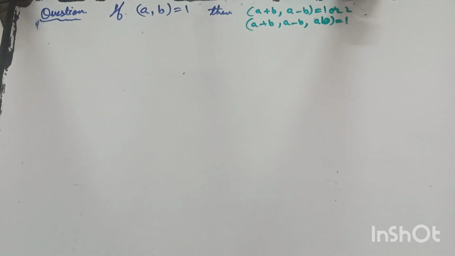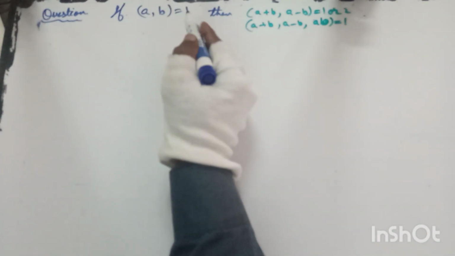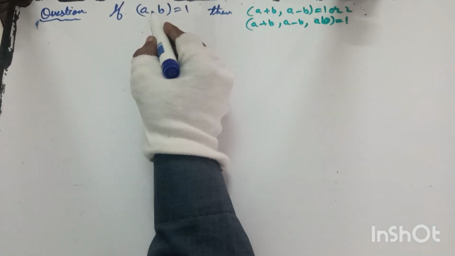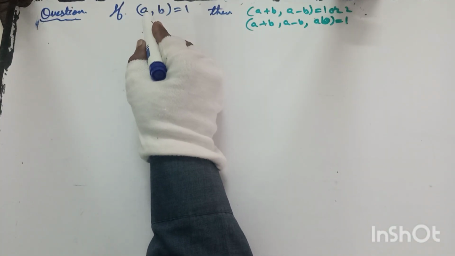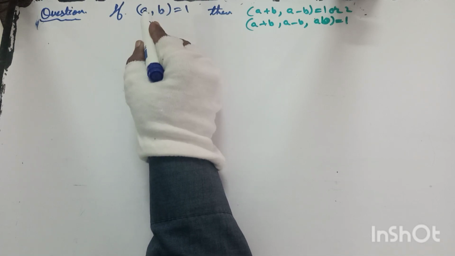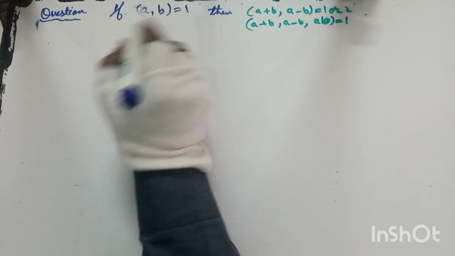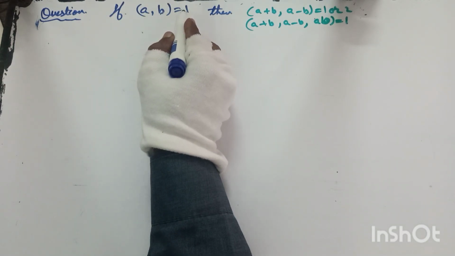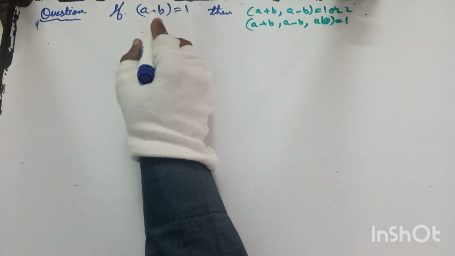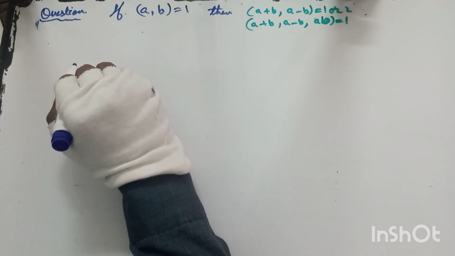Our theorem is a very easy theorem. If A and B are relatively prime, what does it mean? There is no common divisor of both numbers other than 1. If two numbers have greatest common divisor 1, then these two numbers are called relatively prime.